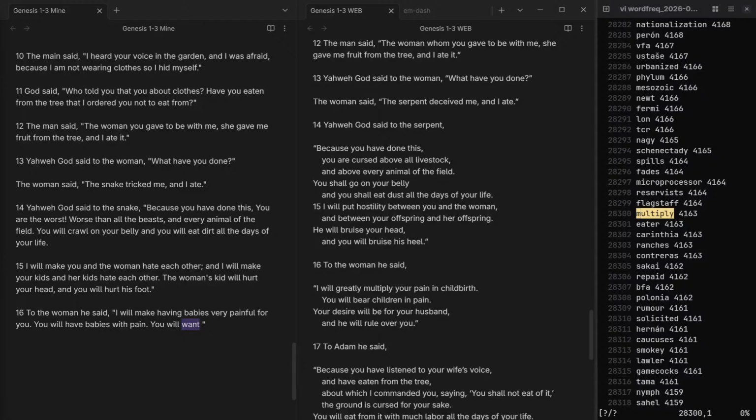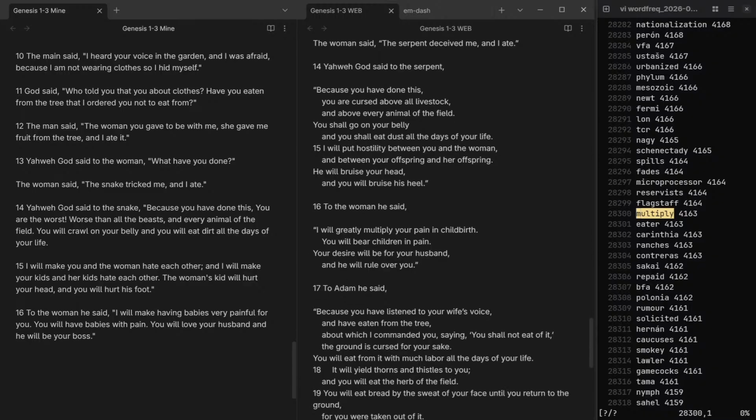Yeah, I think that's... love your husband and he will be your boss. I'm not trying to interpret the original. I'm not trying to change it for the sake of modern sensibilities. I just want to get it out there in a simple form.